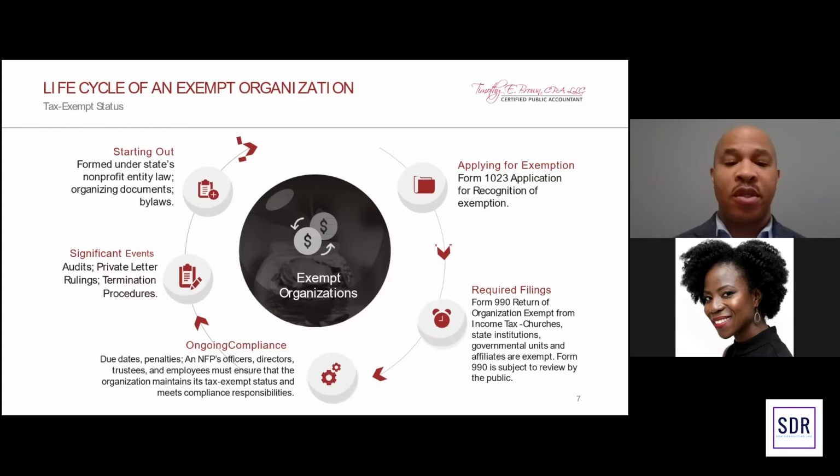Then the next thing is your ongoing compliance. That's required filings with your Form 990, then your state requirements as well. Then you get your significant events: audits, private letter rulings, termination. If you do not file your Form 990 for 3 consecutive years, your tax exempt status will automatically be revoked, and then you would have to submit your Form 1023 again. Unfortunately, I do those quite frequently, but you can reactivate that organization.